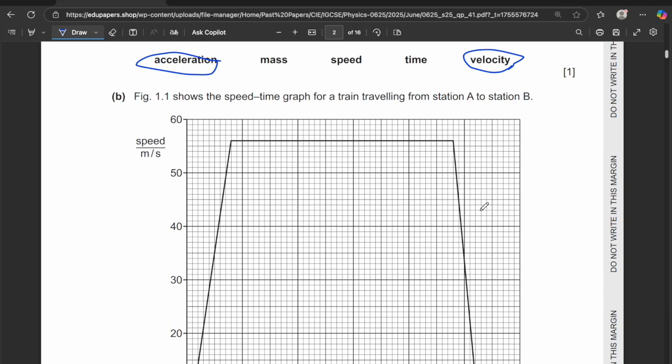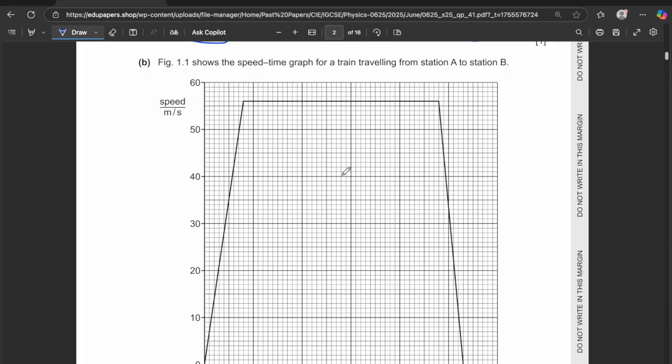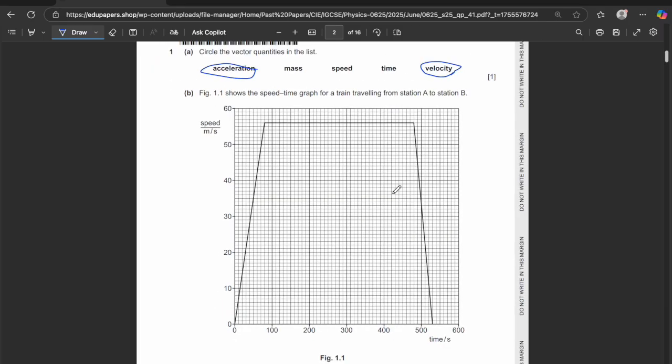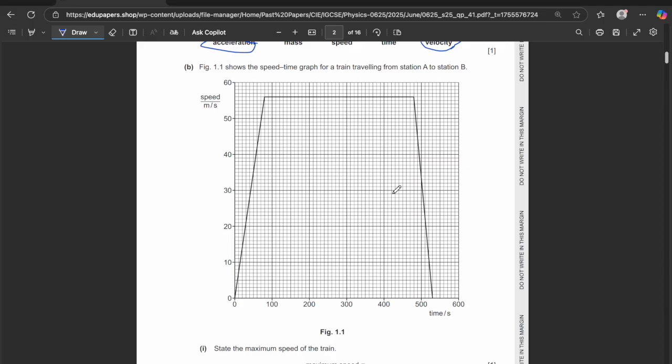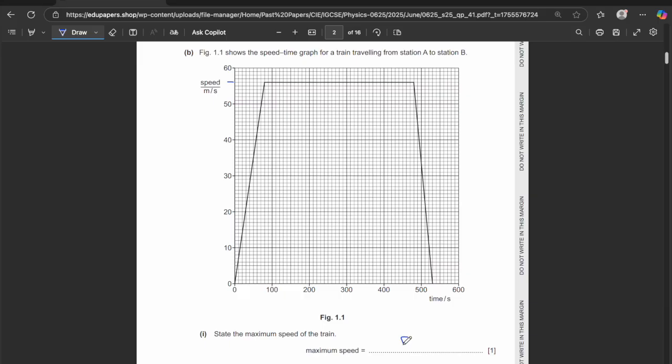B. Figure 1.1 shows the speed-time graph for a train traveling from station A to station B. 1. State the maximum speed of the train. As you can see, the highest point is right here, and that is about 56 meters per second.